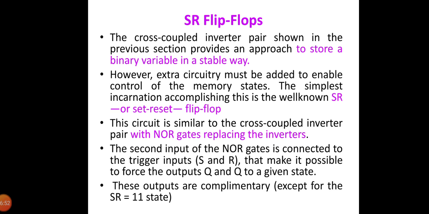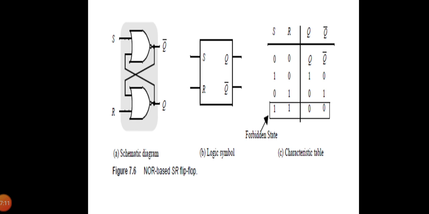The circuit is similar to the cross-coupled inverter pair, with NOR gates replacing the inverters. The second input of each NOR gate is connected to the trigger inputs, which makes it possible to force the outputs Q and Q bar to a given state. These outputs are complementary except for the state SR equal to 1, 1. This is shown in this figure, which shows the schematic diagram, logic symbol and the truth table. So the state 1, 1 is forbidden here.